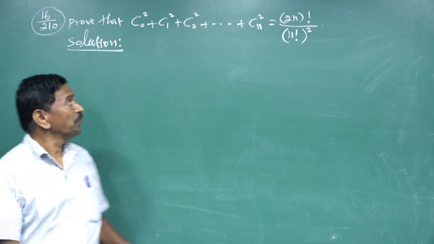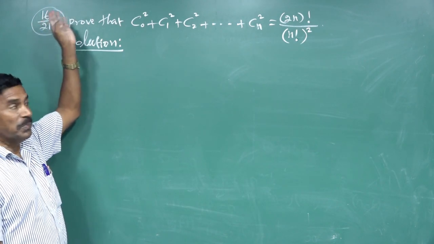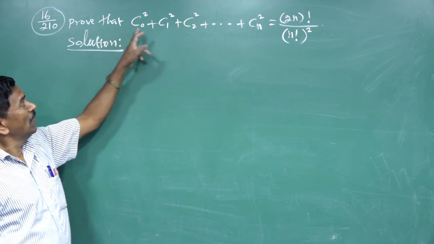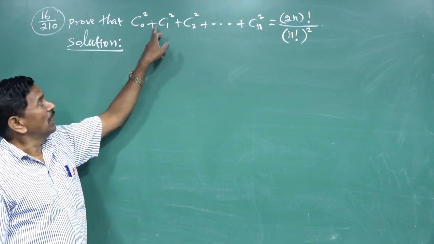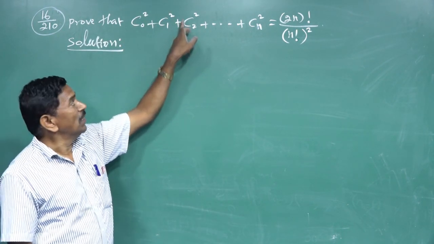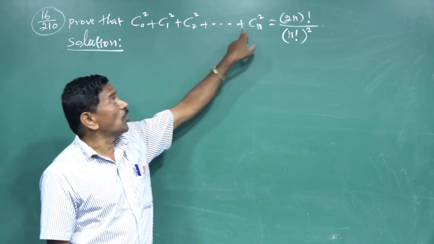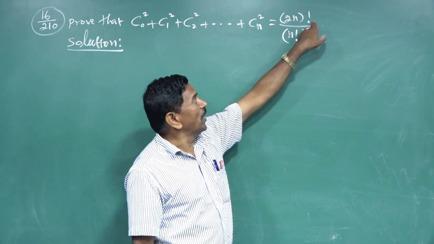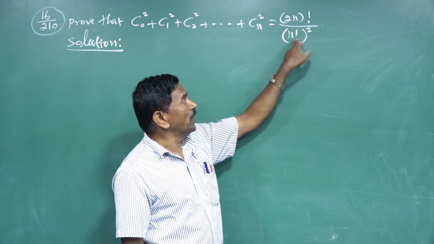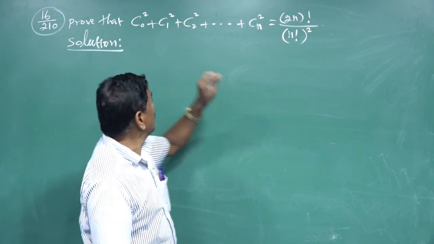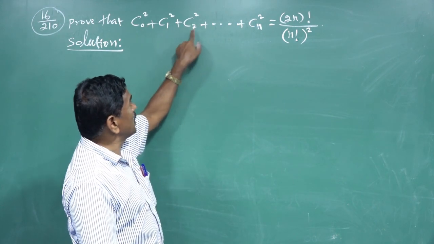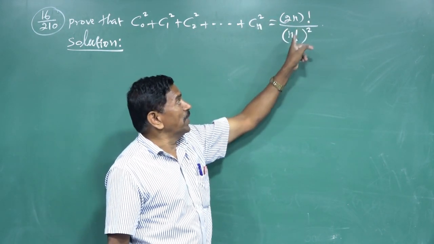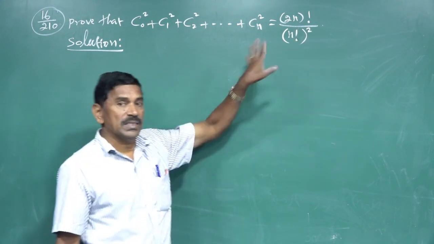Children, listen. See question number 16 from exercise 5.1, page number 210. Prove that C0 square plus C1 square plus C2 square plus etc. plus Cn square equals (2n factorial divided by n factorial the whole square). Listen, C0 square plus C1 square plus C2 square plus etc. plus Cn square equals (2n factorial divided by n factorial the whole square) is the given question.